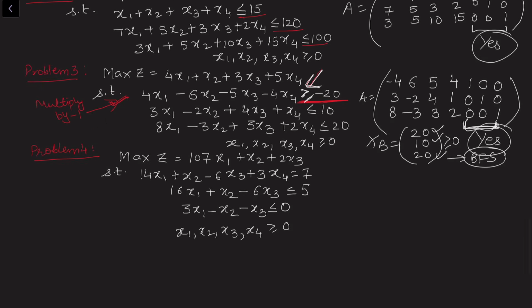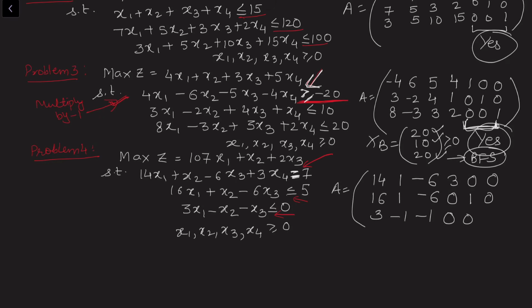In the fourth problem we can see that the first constraint has an equality sign. So obviously now we do not need to introduce a slack variable. The second and third constraints have a less than sign, so we need slack variables. What is the coefficient matrix currently? Corresponding to x1 we have 14, 16, 3. Corresponding to x2 we got 1, 1, minus 1. Corresponding to x3 we got minus 6, minus 6, minus 1. Corresponding to x4 we got 3. x4 is not appearing in the second and third constraints, and in the first constraint we do not need any slack variable, but in the second constraint we require a slack variable. So we have 0, 1, 0, and then we got 0, 0, 1.